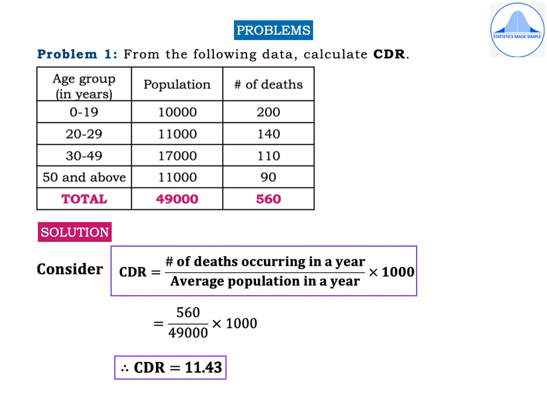Now write the formula. Consider CDR is equal to number of deaths occurring in a year divided by average population in a year into 1000. So which is equal to 560 divided by 49,000 into 1000. Therefore CDR is equal to 11.43. Keep in mind that we take only two places after the decimal after rounding off for the final answer.